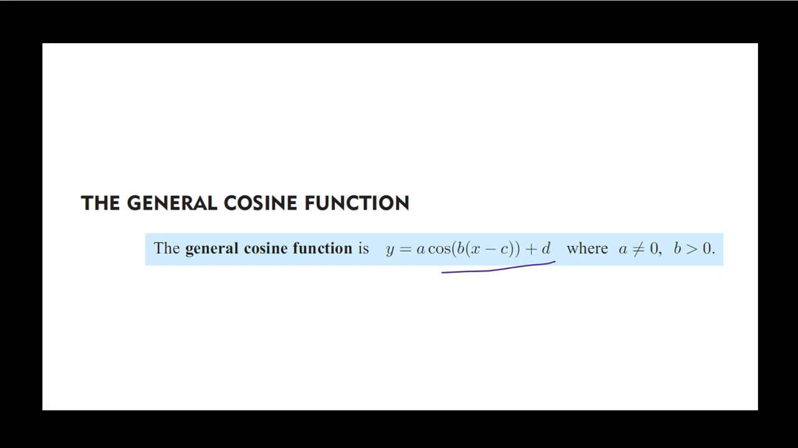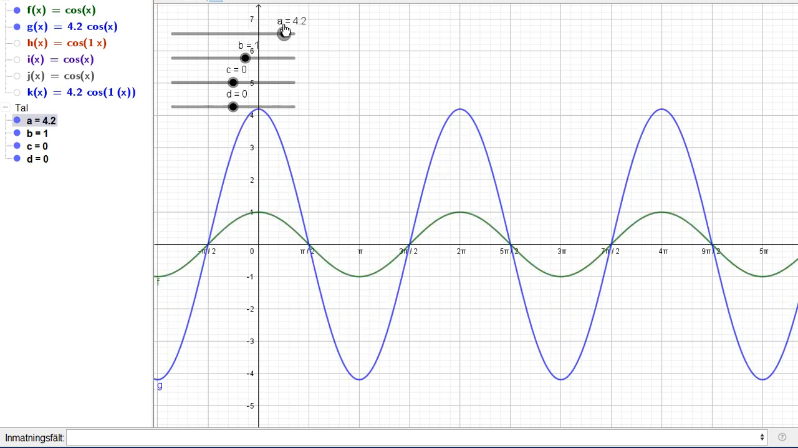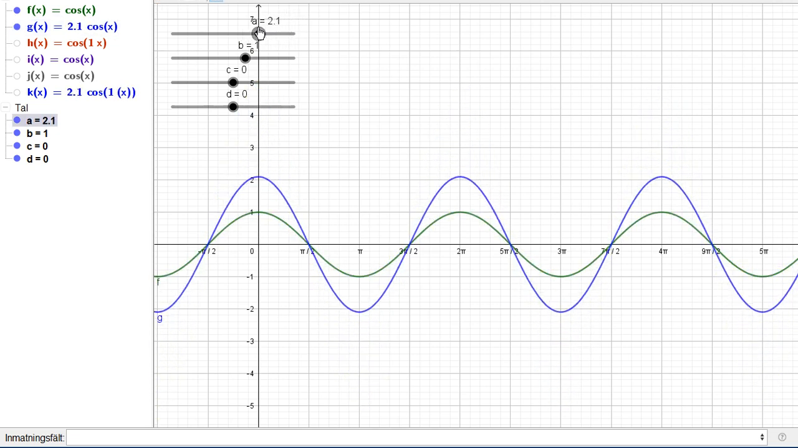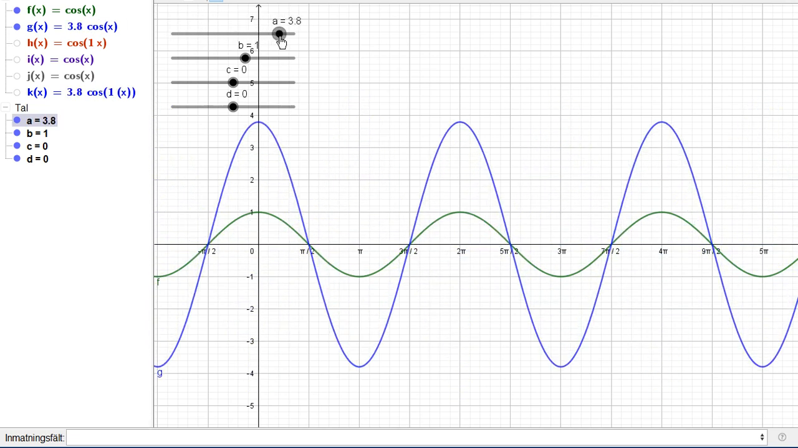To sum it up, the general cosine function is the same as we did with sine. A is not equal to 0, and B should be greater than 0. I prepared some GeoGebra again. This is the cosine graph. If I change the A, it affects the amplitude. It's the same period, but the amplitude will change. That's why we have A there.